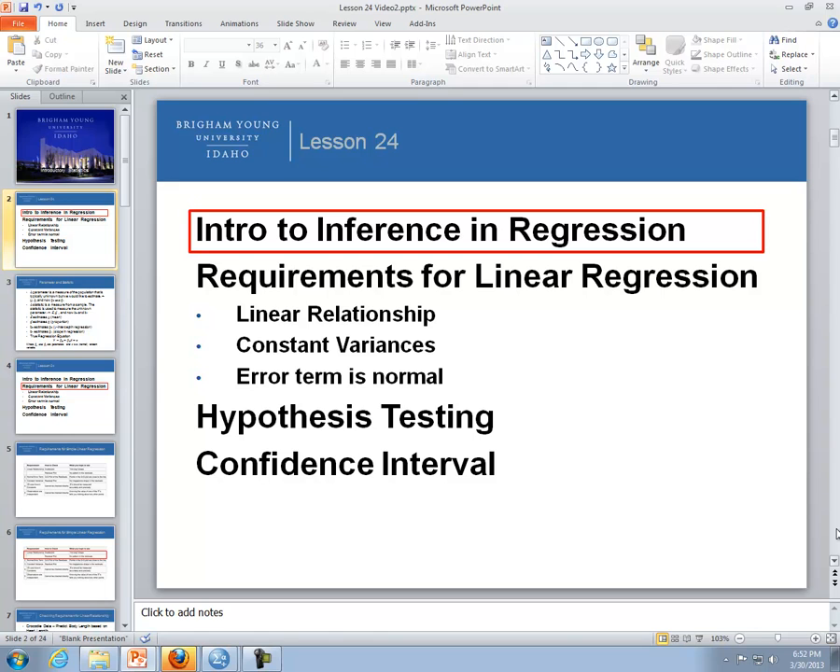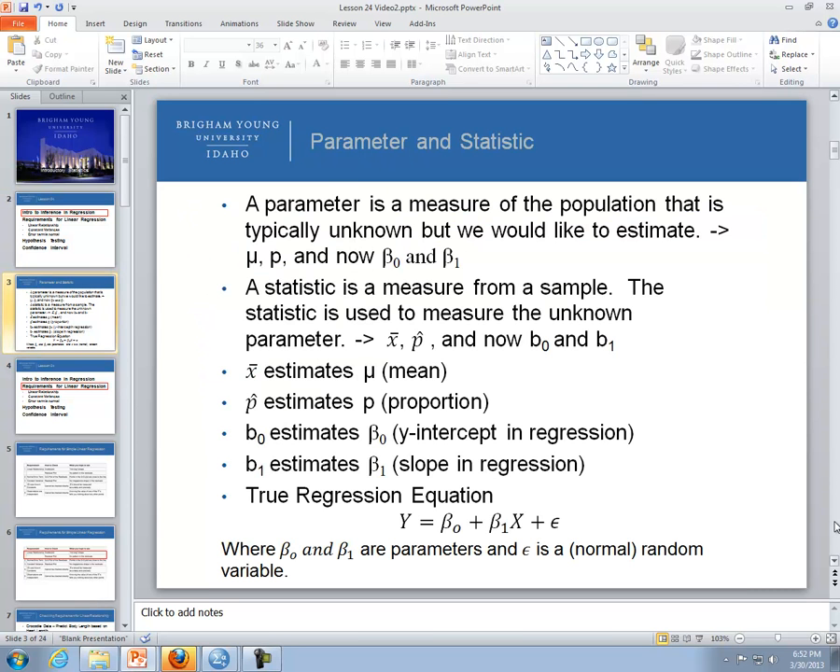First, I'll have an intro to inference in regression. Then I'll talk about the requirements for linear regression. We need to do those before we get to hypothesis testing and confidence intervals. And we'll look at 3 different requirements that we could check. And then we get to hypothesis testing and then confidence intervals. So first of all, here's the intro to doing inference for linear regression.